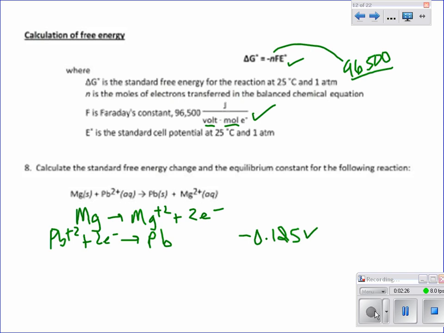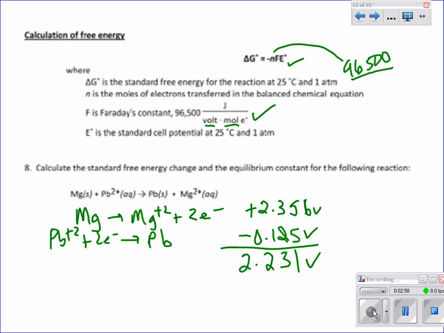And then the magnesium, okay, it's negative 2.356, correct, on the table? But because this is oxidation, we're going to flip it and make it positive 2.356 volts. And we add these up. And when you're doing sig figs on addition, what do we round to? Lowest number of decimal places. So this is going to be 2.231.